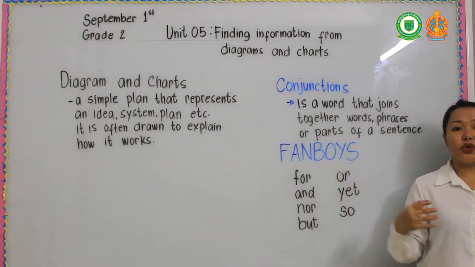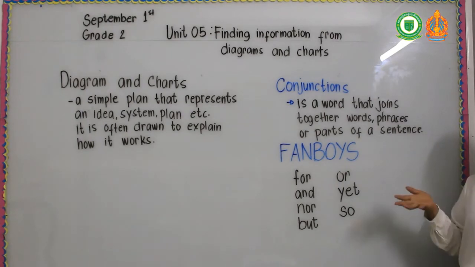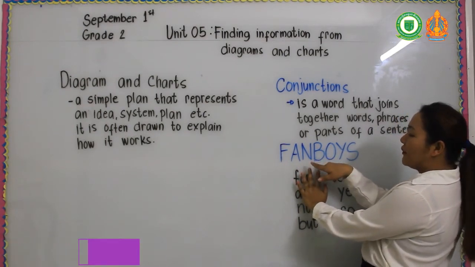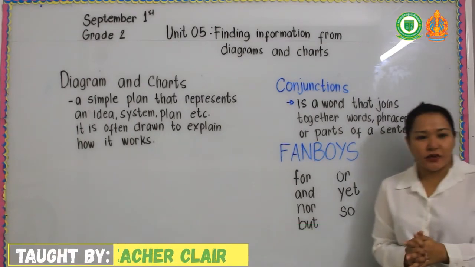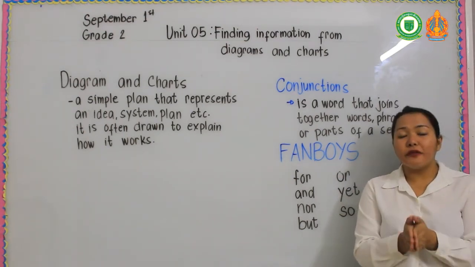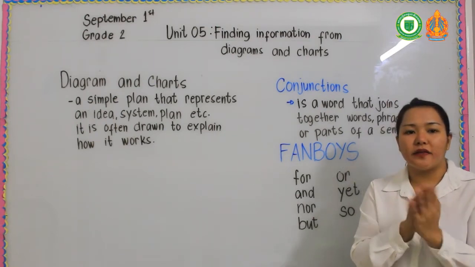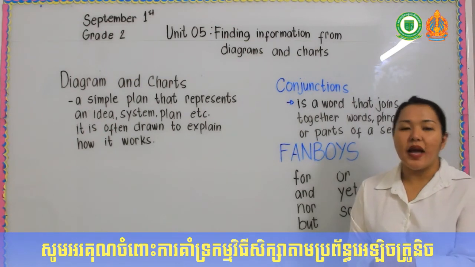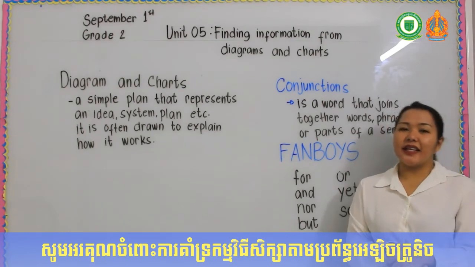And these words are used to join words, phrases, and parts of a sentence. Okay? Alright, so I hope you will remember your fanboys. So what again are your fanboys? We have your F for, A for and, N for nor, B for but, O for or, Y for yet, and S for so. Okay? Alright, so for your task 2, kids, you have to do page 54 of your English book. Okay? Page 54. I will be giving you enough time to do that, and then I will be back for a wrap up and homework. So I'll see you again later, kids.